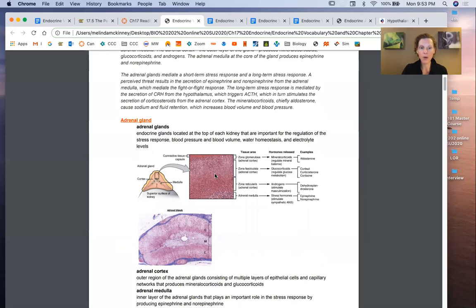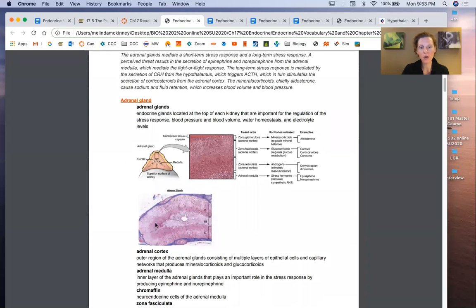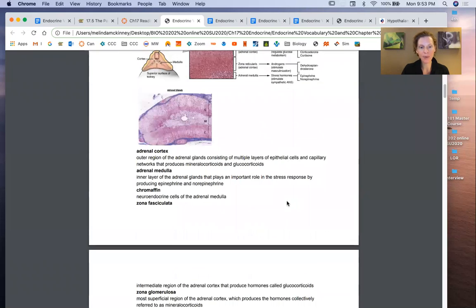So what I put in here, as you go through the document, I actually pulled in the images from the course pack, so it has the histological image, so you can see the outer portion or the cortex, and the inner portion, the medulla of the adrenal glands. And then furthermore, you're going to break that down into different zones, and in those zones you have different hormones that are being released.